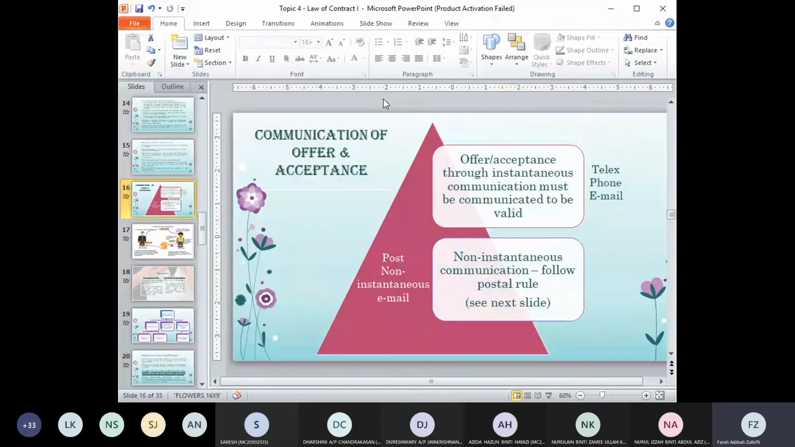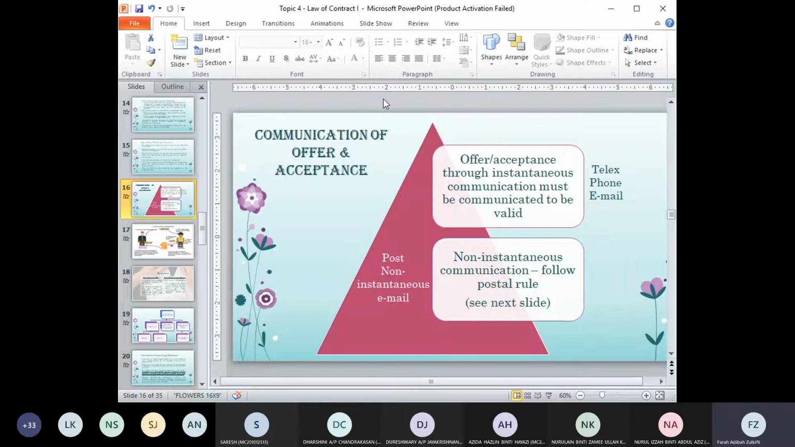Okay, so when you want to communicate your acceptance, if it is through instantaneous communication, for example, once upon a time we had Telegram, you had Telex, we have phone, we have email. Nowadays we have WhatsApp, we have Telegram, we have Signal, we have Facebook Messenger, whatever. If it is an instantaneous communication, something that when you send, the other person will immediately see it, the offer or acceptance must be received to be valid.